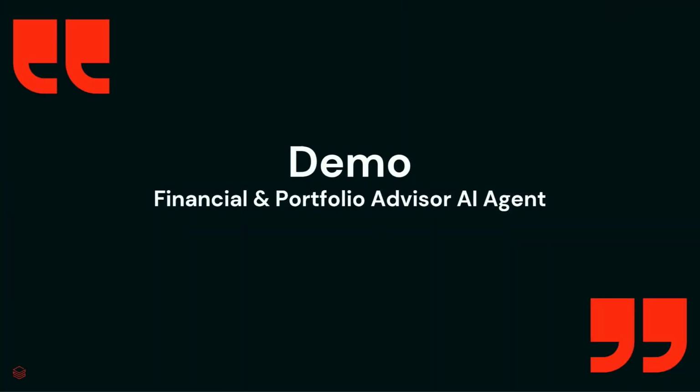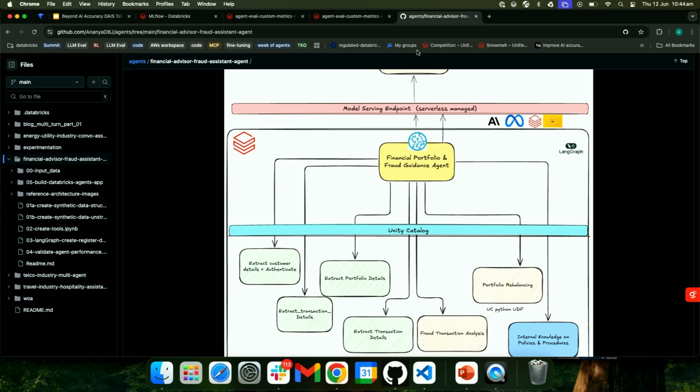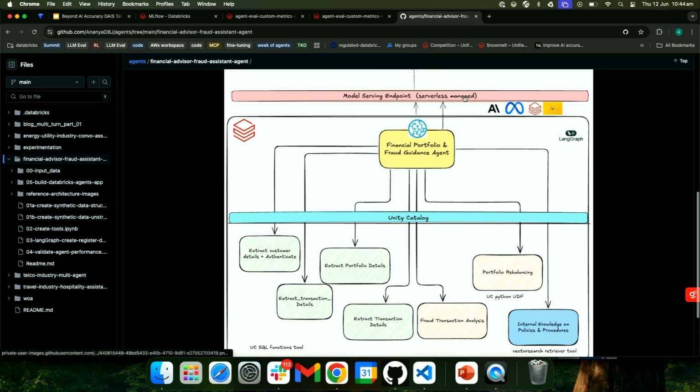Now, let's understand a little bit about how we can do this in Databricks. I will show some of the capabilities of the Mosaic AI Evaluation Suite, from the lens of a financial portfolio advisor agent, which I have already mentioned. Okay, this is what I have built.